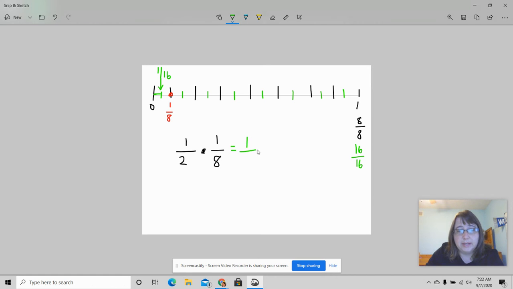Now, as we look at our numbers, we can see there's this pattern here. There's this shortcut. 1 times 1 is 1, and 2 times 8 is 16. So the shortcut is to just multiply straight across the top and straight across the bottom.